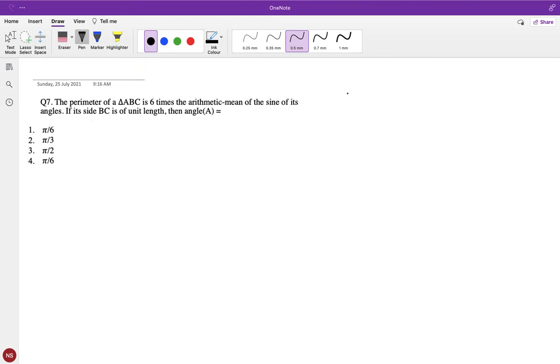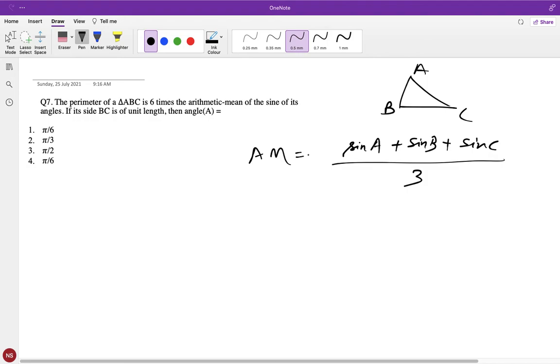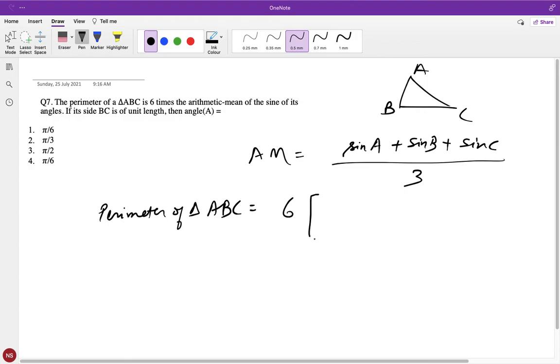Next problem. The perimeter of a triangle ABC is 6 times the arithmetic mean of the sine of these angles. We know that in a triangle ABC, there are 3 angles. So the arithmetic mean of the sines would be what? You have sine A, sine B, and sine C. You add all the numbers and then divide by the total count of these numbers. There are 3 total numbers. So this is the arithmetic mean. And the perimeter of triangle ABC is equal to 6 times this thing.